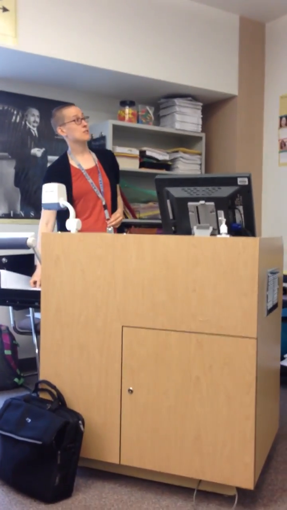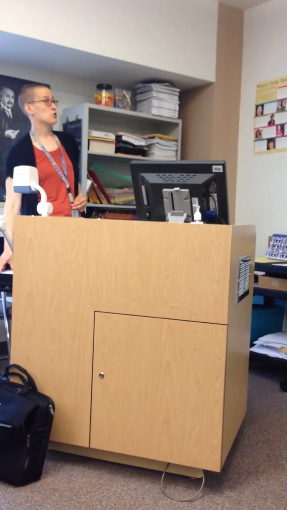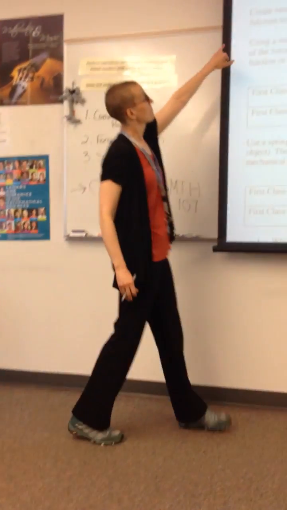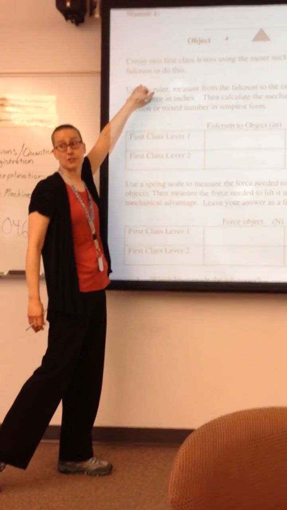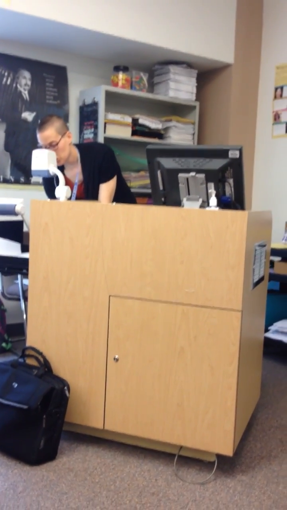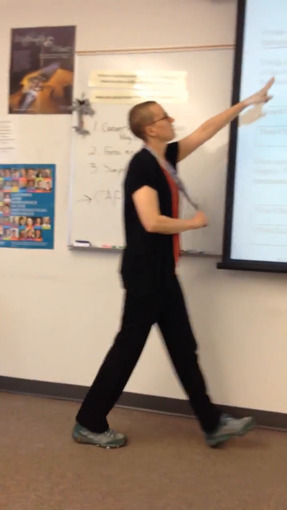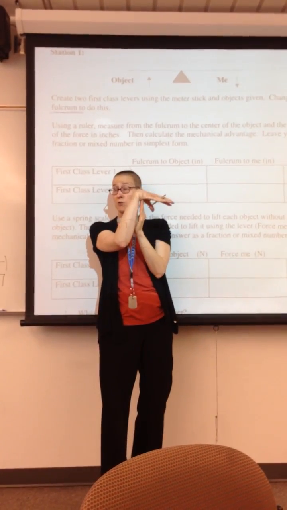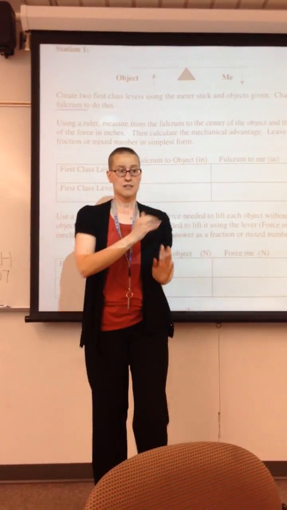I'm going to take you to the different stations and describe them. At each station you're going to make 2 different simple machines. Okay? For the first one, you're going to create 2 different levers. And we're going to make these levers using meter sticks and objects. And we're going to change the location of the fulcrum. So fulcrum is a newer word. It's the middle point that it bends around. Okay, so the fulcrum is also called the pivot point.